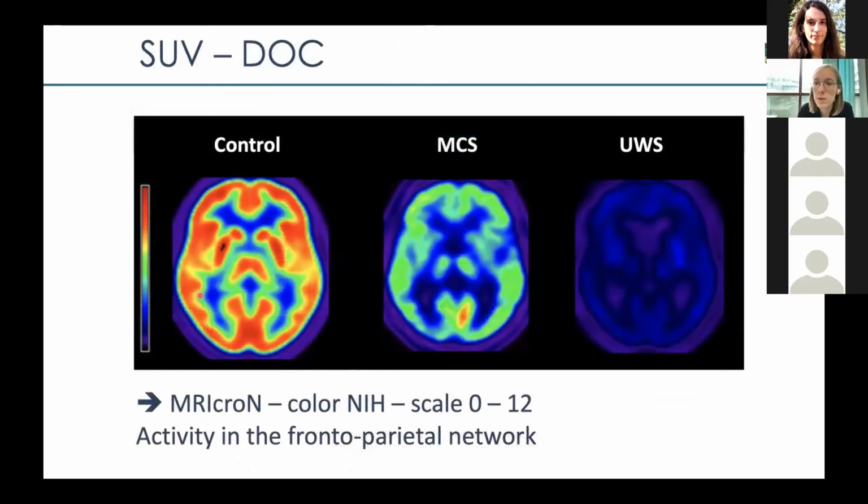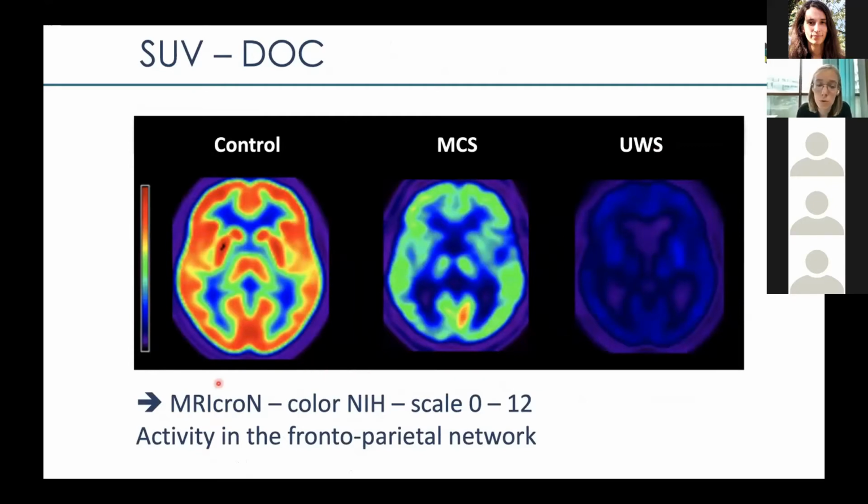So this is the way that you have already seen that Ariana plotted some SUV images. This is the way that we do it. Just a small recap. So in MRI Cron, we use the color scale NIH, and we scale the values between 0 and 12. And then you see that for healthy controls, there is this high uptake throughout the brain. MCS patients much lower, but still some preserved uptake, and unresponsive patients show really much reduced glucose uptake.